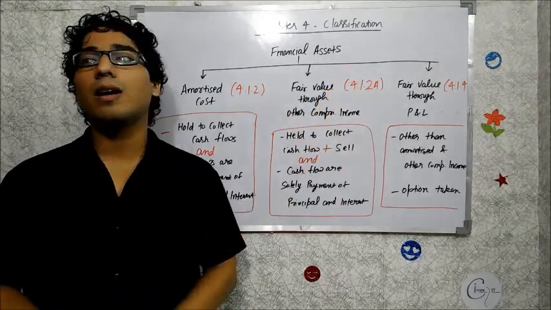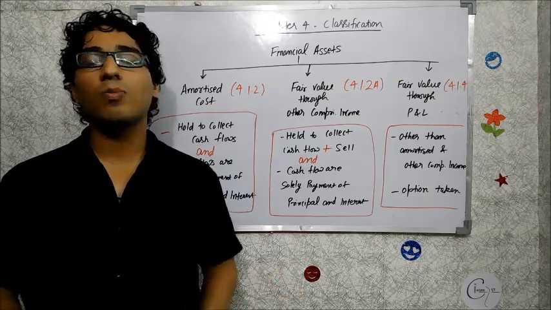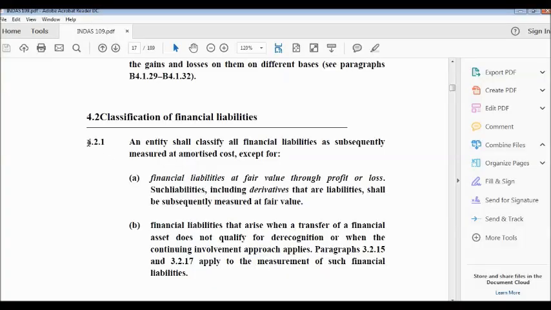Now what about the classification of financial liabilities? Paragraph 4.2.1 says that an entity shall classify all financial liabilities as subsequently measured at amortized cost, except for financial liabilities at fair value through profit or loss. Such liabilities, including derivatives that are liabilities, shall be subsequently measured at fair value.